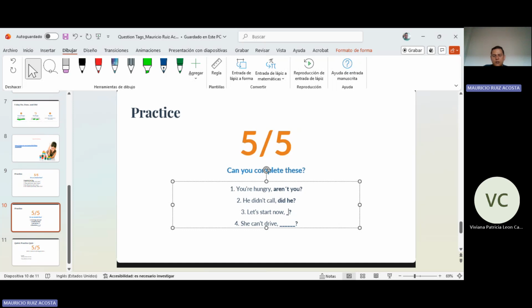We must answer with the auxiliary verb should, should us, should we. Yeah. That is a rule: when we use let's, we use should. So, okay. And the last one, we use the auxiliary verb can, the modal verb can. We use can again. Can she. Okay.